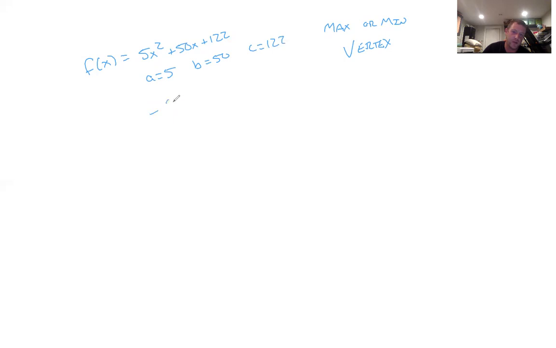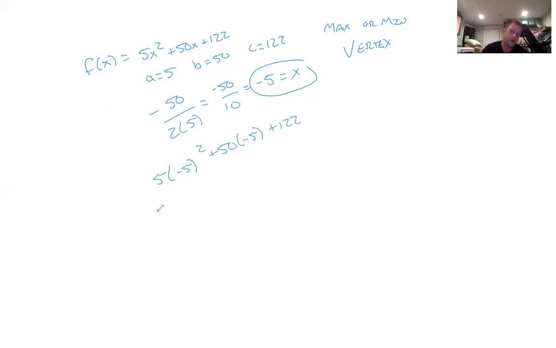So negative b divided by 2 times a, negative 50 divided by 10. My x value is negative 5. And so all I got to do is find my y value at that point. So 5 times negative 5 squared plus 50 times negative 5 plus 122. When you work that out, that'd be 125 minus 250 plus 122. And when you work this out, you end up getting negative 3.